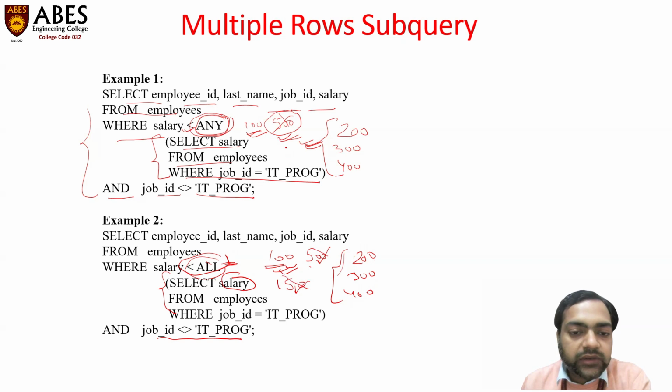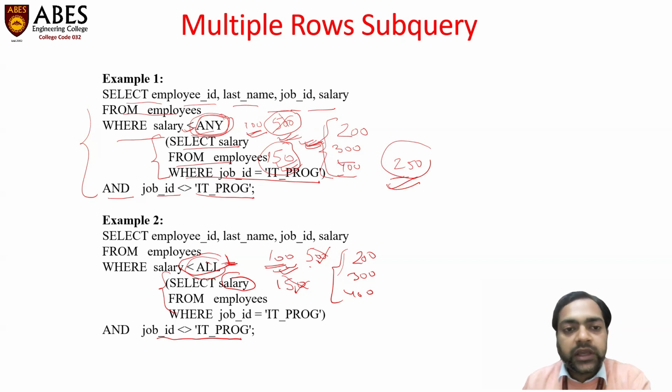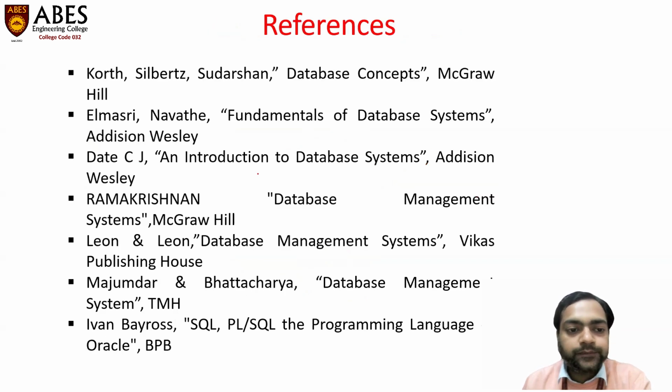But in this case, if we have, let's suppose, 150 with ANY, will it be accepted or not? Salary is less than any. Is 150 less than any of these values? Yes. And if we take 250, is 250 less than any of these values? Yes, it is less than 300 and 400, so it will also be accepted. So this will be the case in multiple row subqueries in SQL.